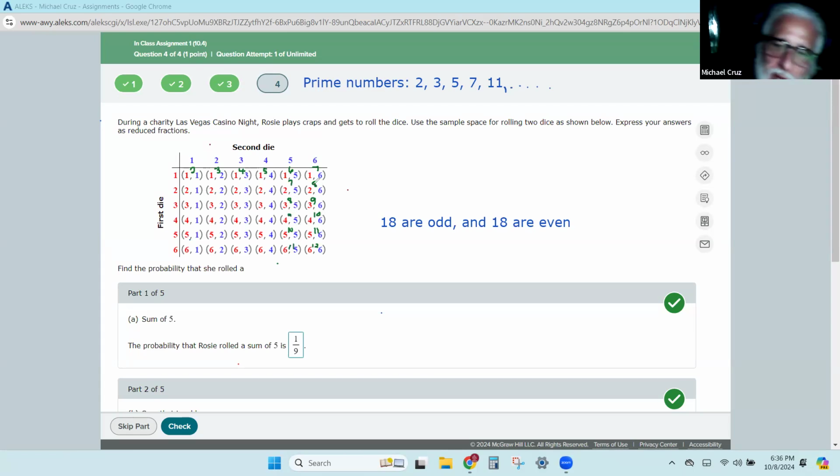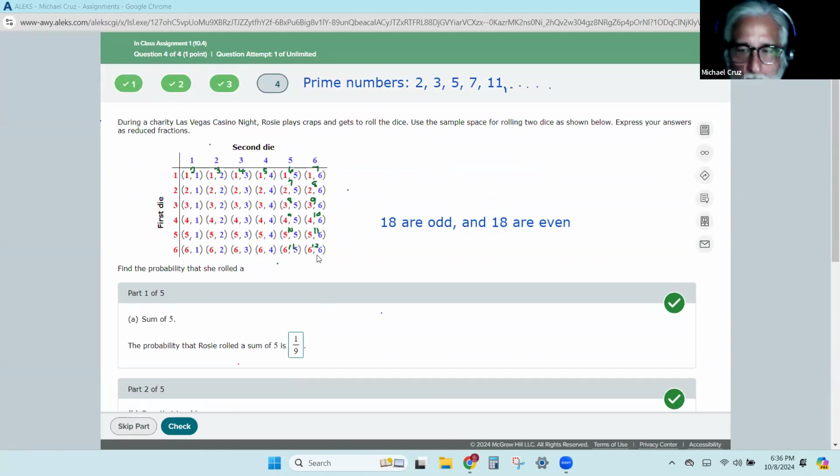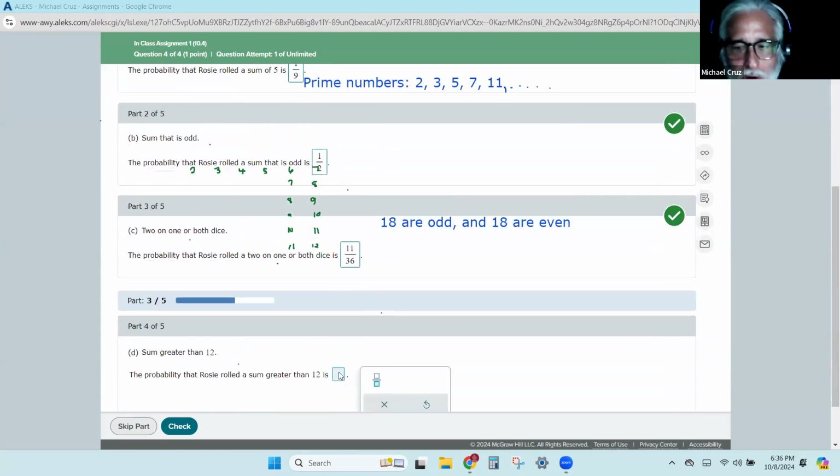All right. So notice what ends up happening is you have these diagonal rows of one single number. We saw that with the 5s. The same thing happens with the 9s. There's the 9s. But the question asks something that's really not possible because it says the sum that Rosie rolled is greater than 12. Well, the highest one is 12. 6 plus 6 is 12. So then this right here is good old fat 0. It's 0 over 36, or 0.